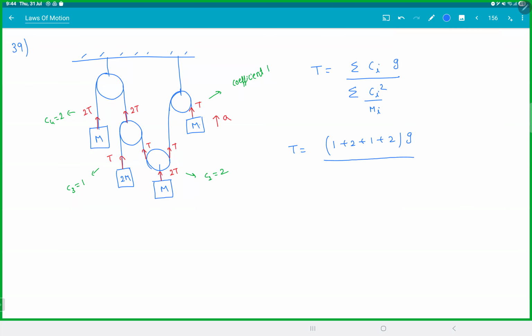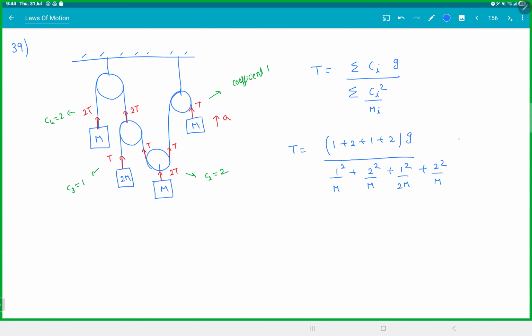For the first block, the coefficient is 1 and the mass is M. So that's 1 squared by M. Second block, the coefficient is 2, mass is M. Third block, the coefficient is 1, mass is 2M. Fourth block, the coefficient is 2, mass M. I hope that's making sense. 13g by 19, 7g by 19, g by 3. We have 3 different answers.